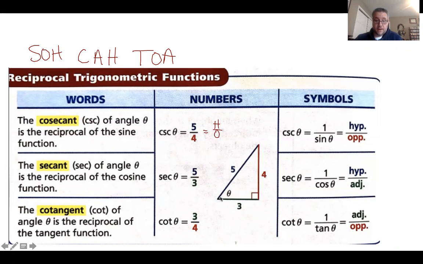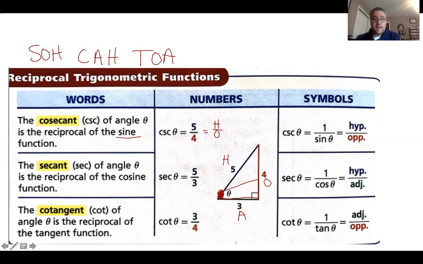So if you start here at this reference angle of theta, and this is the adjacent, this is the opposite, and this is the hypotenuse, the cosecant, CSC, is hypotenuse over opposite, or 5/4. Okay, so it's the inverse or the flip of sine.